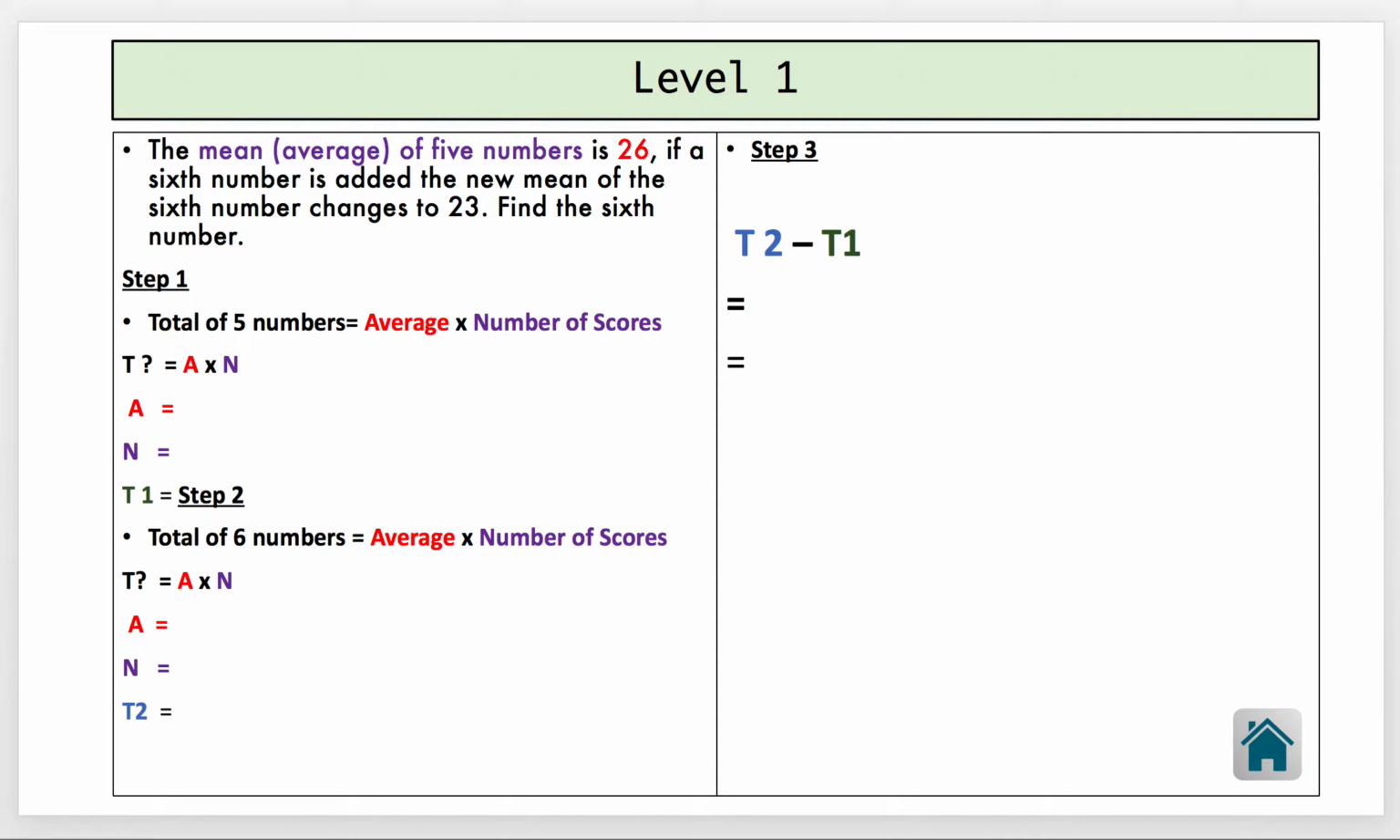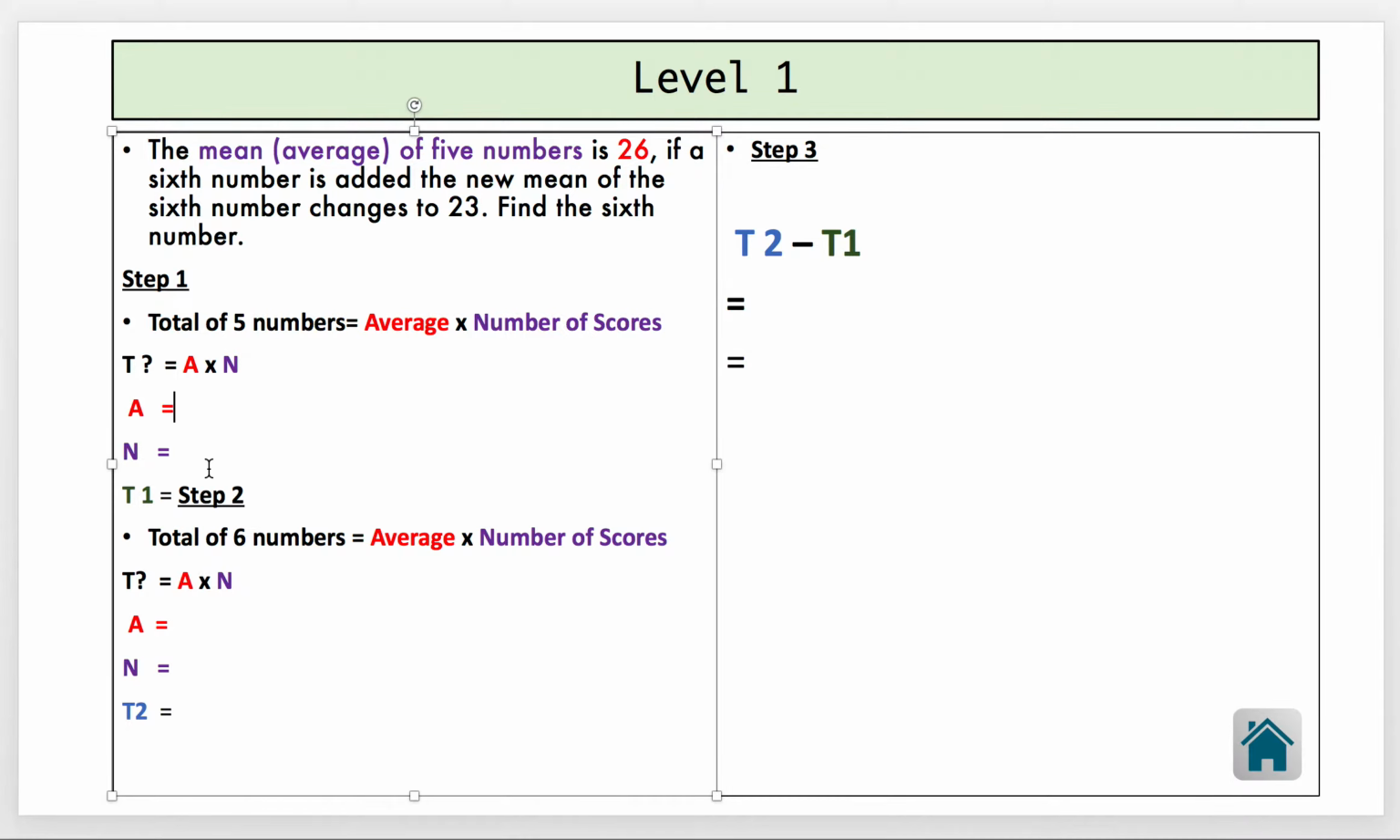So we're going to break this question into 2 sections, because we've got the mean or average of 5 numbers is 26, and we also have the 6th number, which changes the mean to 23. Okay, so we're going to be using our ANT formula, which we have learnt in prior lessons in mathematics. This time we're going to go: total of 5 numbers equals average times number of scores. To help us along, I have put a question mark to remind me of what I'm looking for.